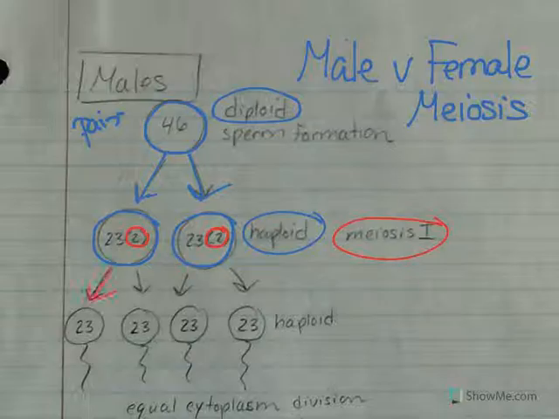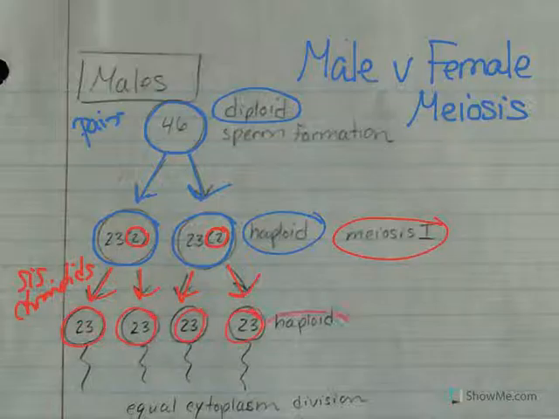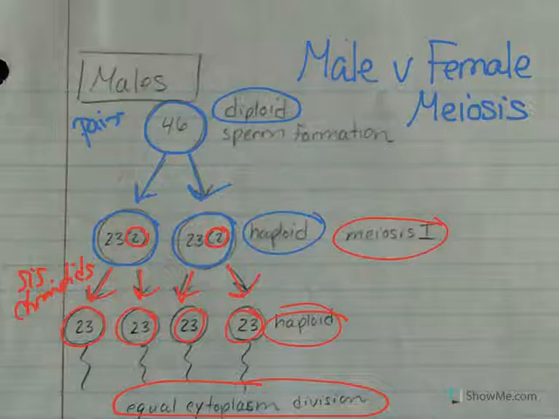Then we go ahead and we divide a second time, and all of a sudden our sister chromatids get separated now. So now I've got 23 here, 23 here, 23, and 23, all of them still haploid. The key thing here is that I have equal cytoplasm division. So all of these are of equal size, and these are all usable sperm that are created by the end of meiosis in a male.